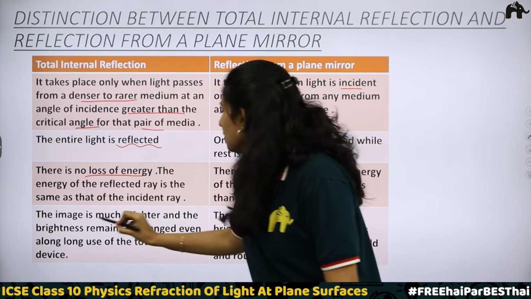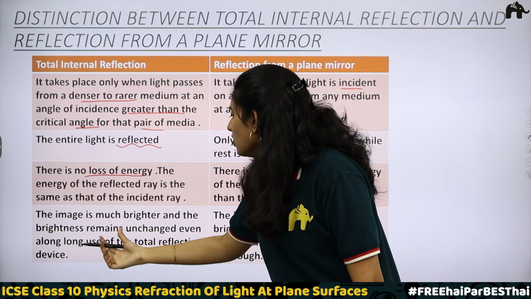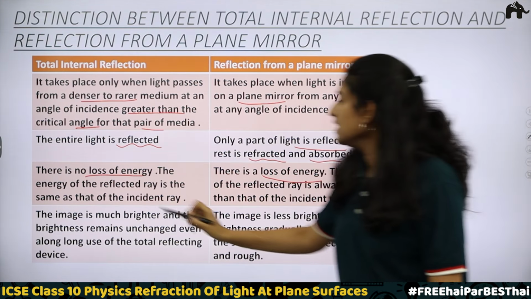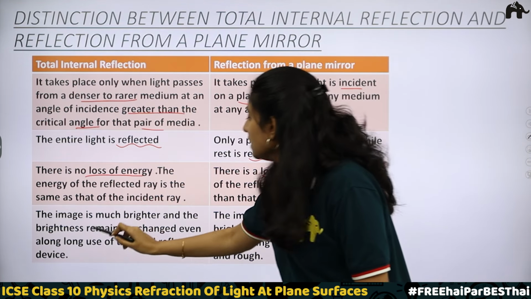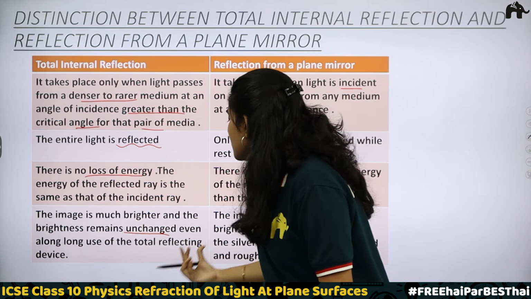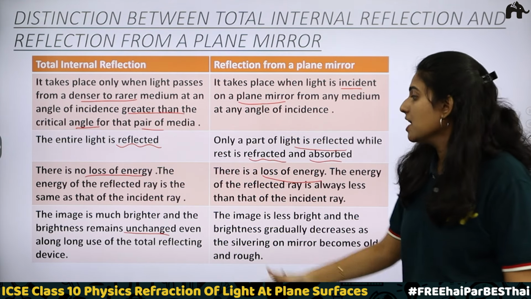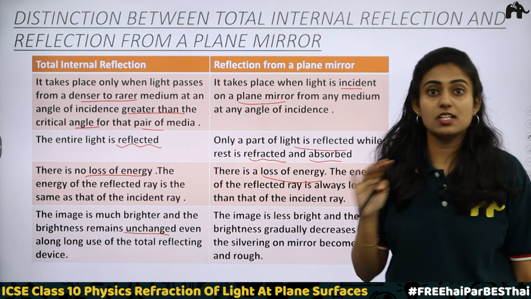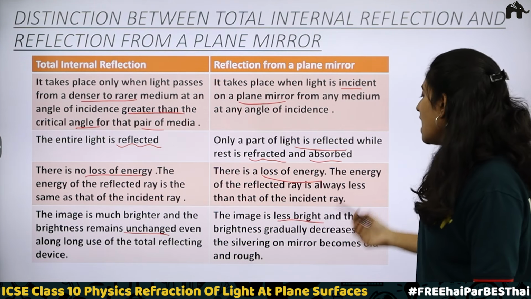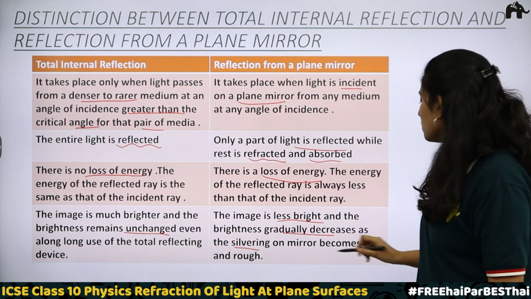Next, the fourth point, the image is much brighter and the brightness remains unchanged even after long use of the total reflecting device. Even though this reflecting device is being used for a long time, the brightness will be the same. It will remain unchanged. What about the case of a plane mirror? The image is less bright and the brightness gradually decreases as the silvering on the mirror becomes old and rough.